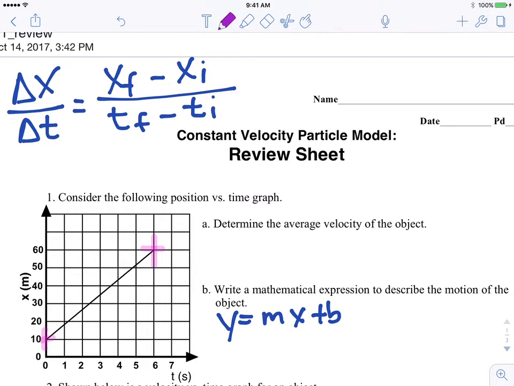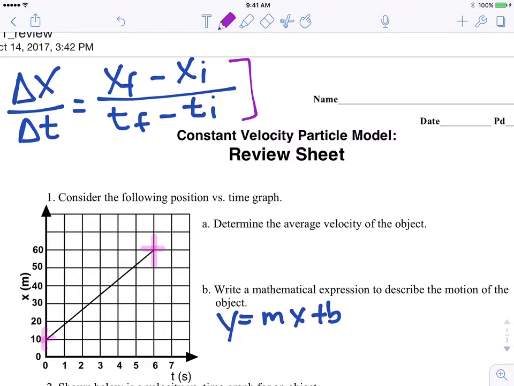If you guys remember, and hopefully you all do, the slope of a position time graph tells us velocity, and that equation is this right here. It is delta x over delta t. It's our slope equation. It's also our velocity equation, so you can see where we get those equations from.